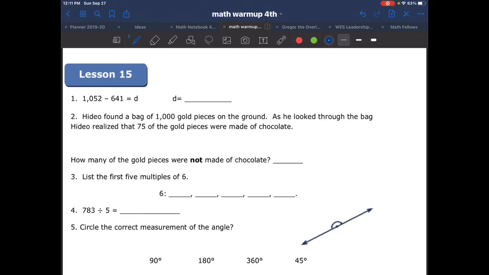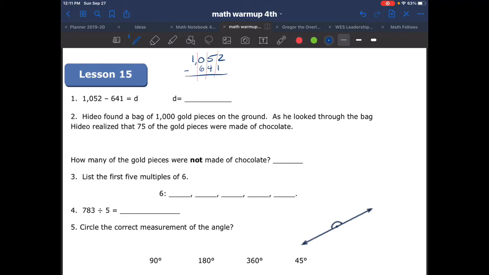Okay, here's lesson 15 of your daily math entry activity. So number one says 1052 minus 641. Most of us can't do this in our head, so we really need to stack it up. 1052 minus 641. Most important thing is to get these columns lined up.